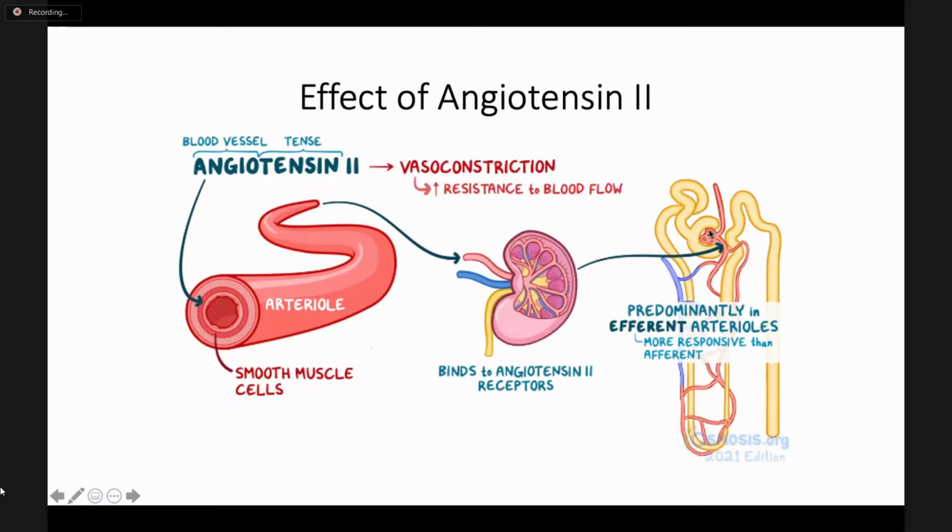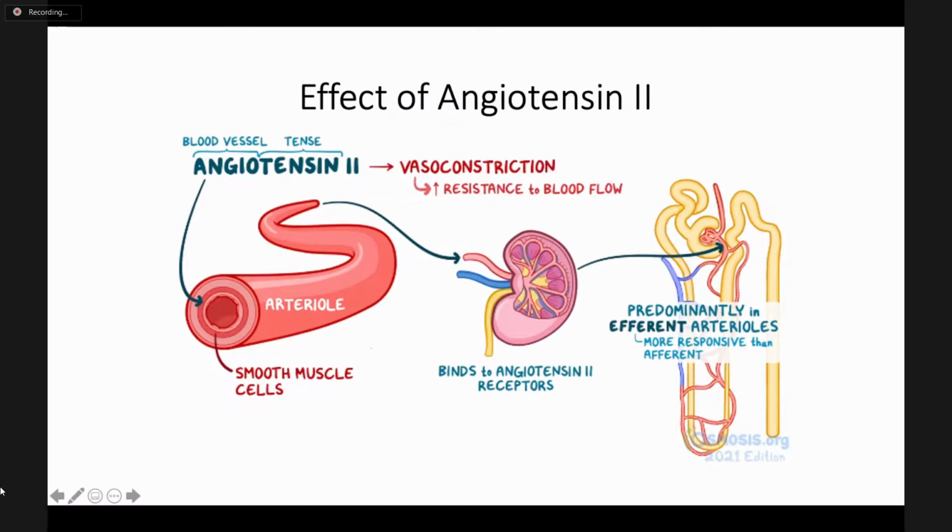So if the level is so high, then both arterioles will be constricted. Therefore, GFR will be reduced, and therefore it will increase your blood pressure. But in normal circumstances, it is the efferent arterioles which are more responsive than the afferent arterioles towards the action of angiotensin 2.